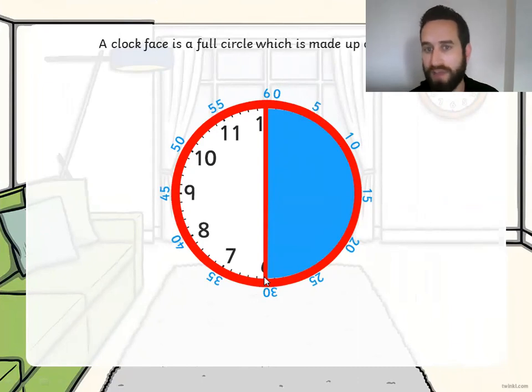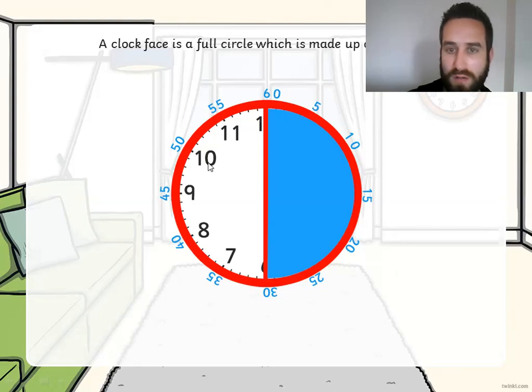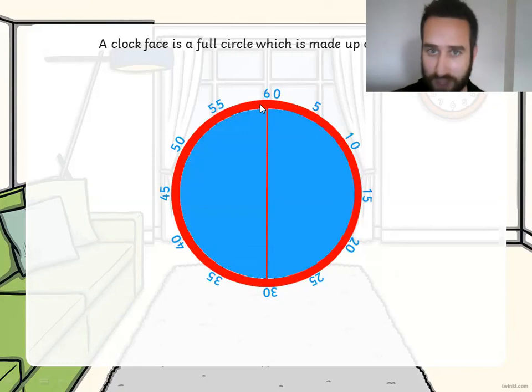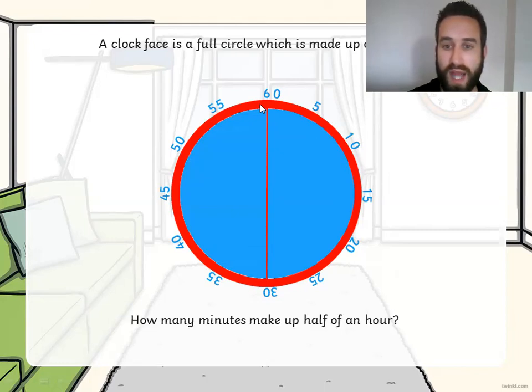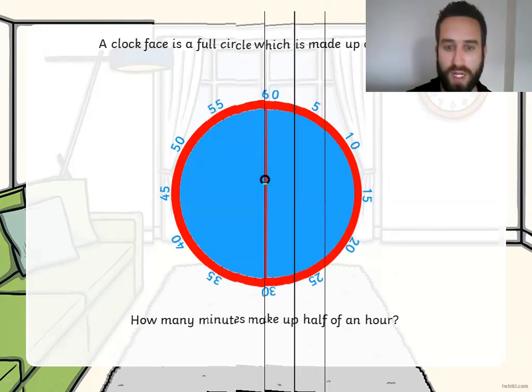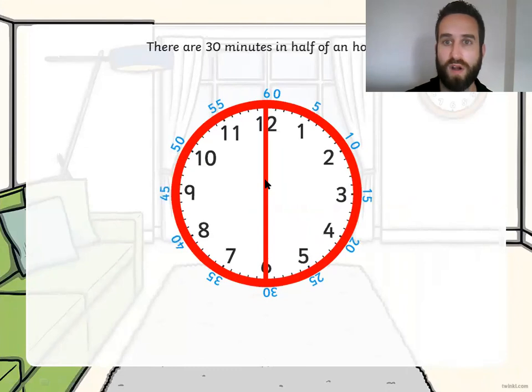So after a half an hour, how much more time do we have left until the full hour? We have 1/2. How much is left to complete the pizza? That's right, another half an hour. So there are how many halves of an hour in 1 hour? There are 2. And how many minutes make up a half an hour? 30. Very good. There are 30 minutes in a half an hour.